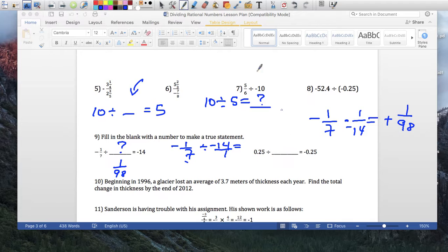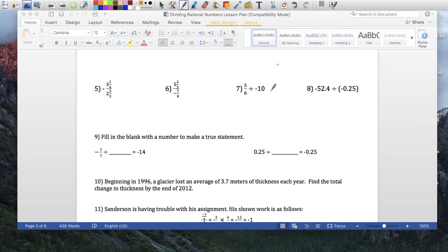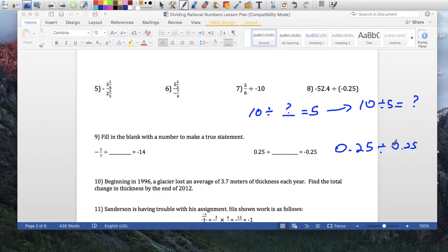Let's do, again, this one. So again, let me put an example on top. 10 divided by blank equals 5. So what would we do to find this number? We would divide 10 divided by 5 to find our missing number, right? So we can use this fact family to find our missing number. Likewise here, I can take 0.25 divided by this negative 0.25 to find my missing number.